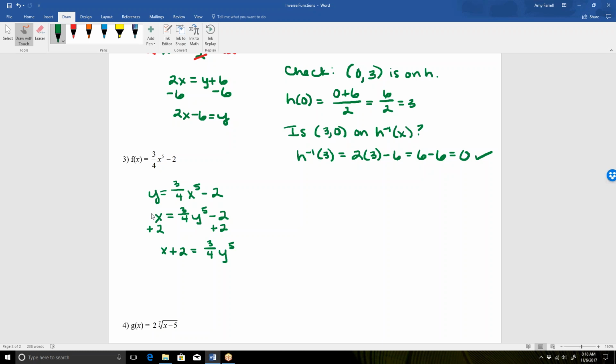Then we need to get rid of this coefficient of 3/4. And to do that, we're going to multiply both sides of the equation by the reciprocal, which would be 4/3.